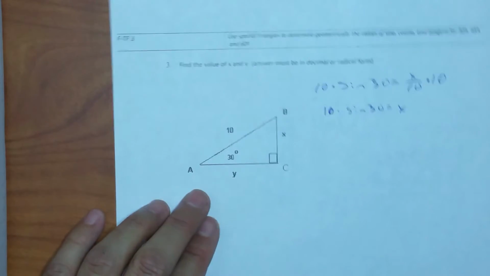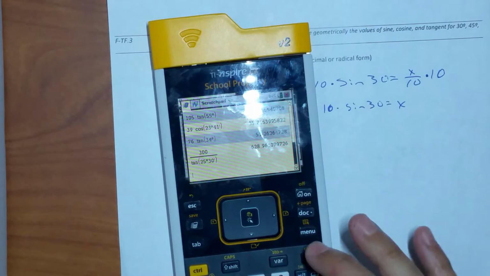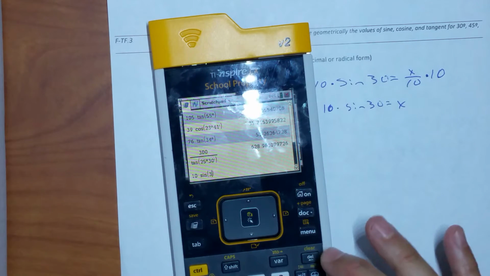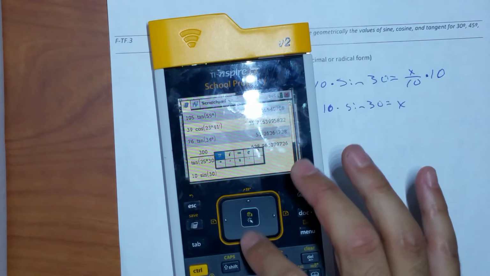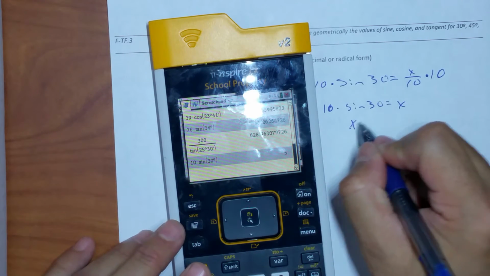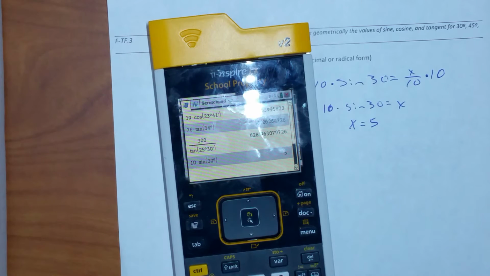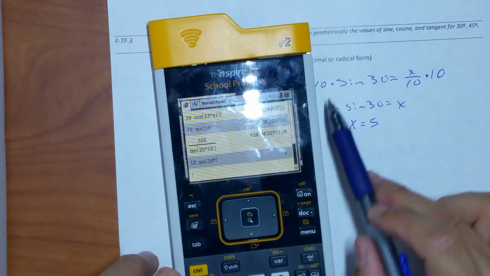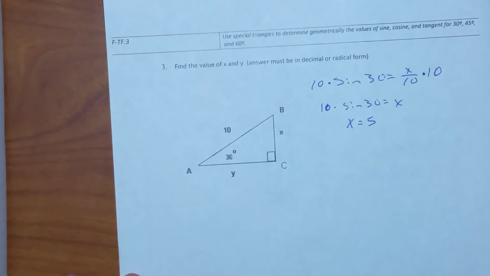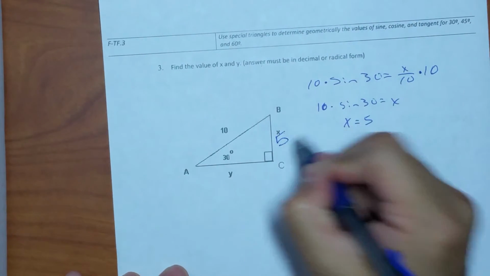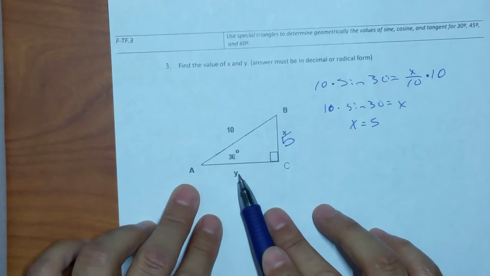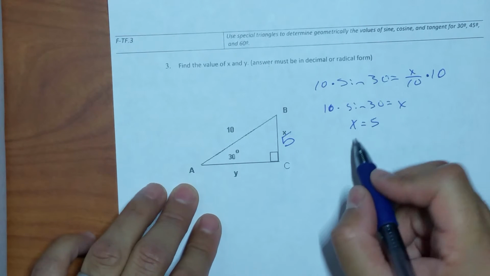Plug it in the calculator: 10 times sine 30 degrees. I get 5. X is 5, right? It's not rounded, is it? That's the reason why I'm saying to solve the short side first. So that one's going to be 5. If that's 5, we're going to use the Pythagorean Theorem to find this one, and leave it as a radical. I'm going to show you how we're going to do that.